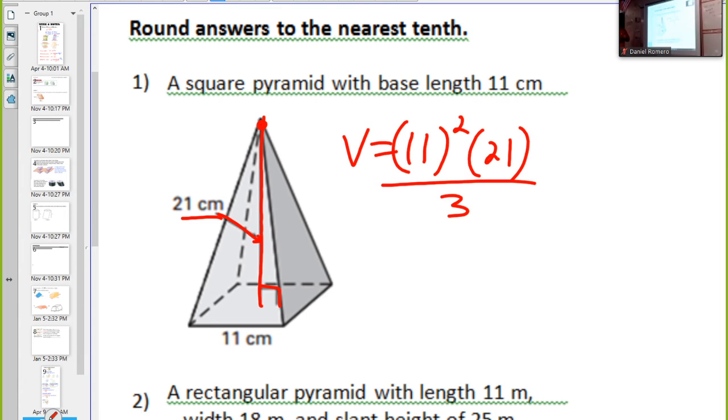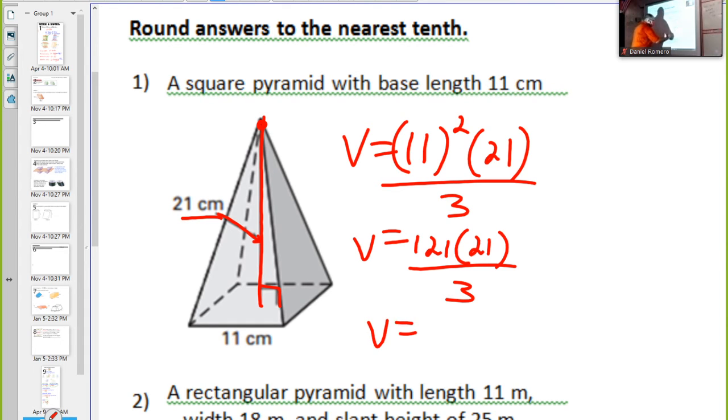If it's a trapezoid or a triangle at the base, you divide by 6. For a rectangle or a square, you divide by 3. So this gives me 121 times 21 divided by 3, which is the same thing as saying 121 times 7. Mohammed, you can confirm for me. We get 847. What's the unit?